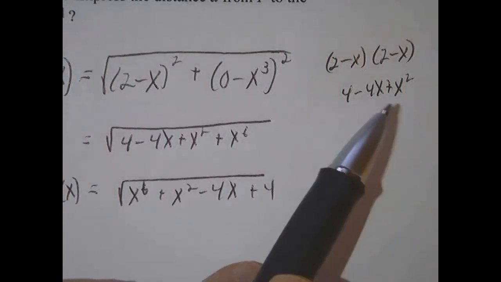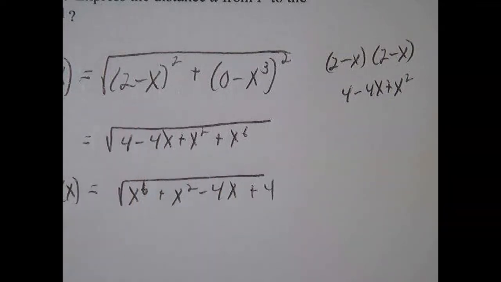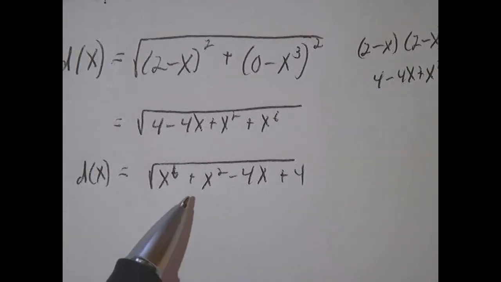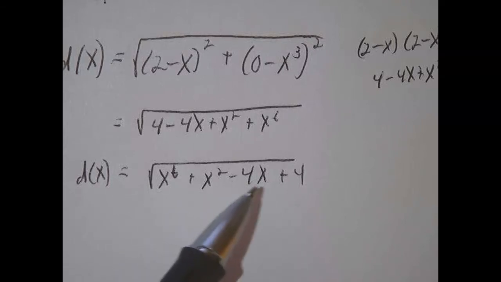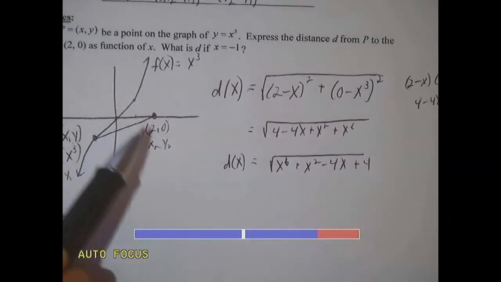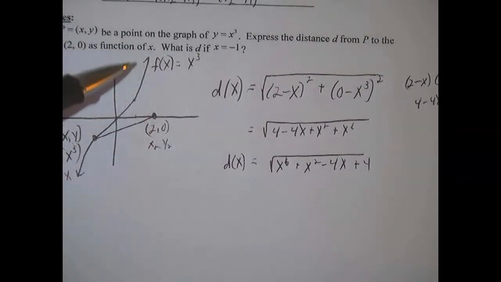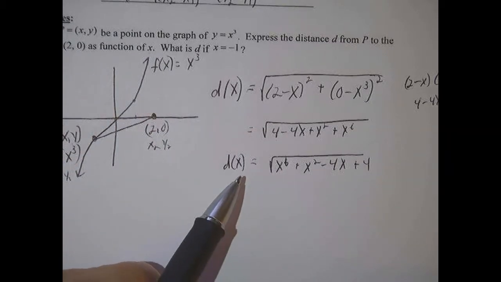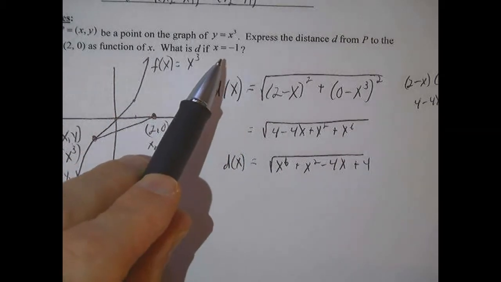Using simple multiplication, just multiplying 2 minus x times itself, and then putting the function in descending order. So x to the 6th plus x squared minus 4x plus 4, all inside radicals, gives us the distance from the point (2, 0) to the curve y equals x cubed as a function of x. Now I'm going to find this distance in 2 ways.